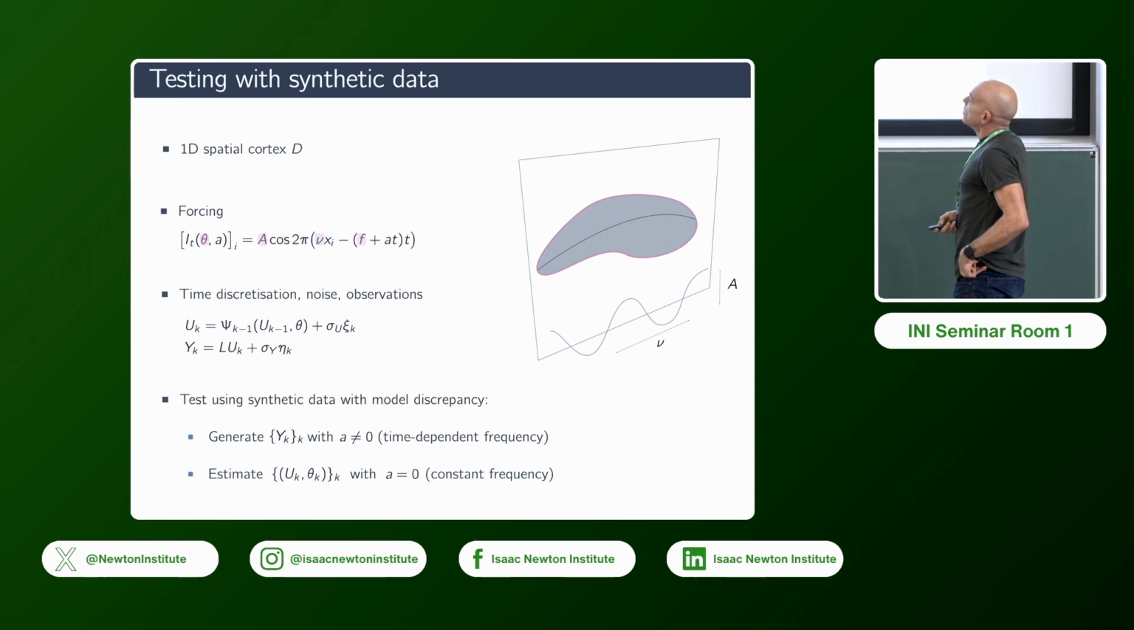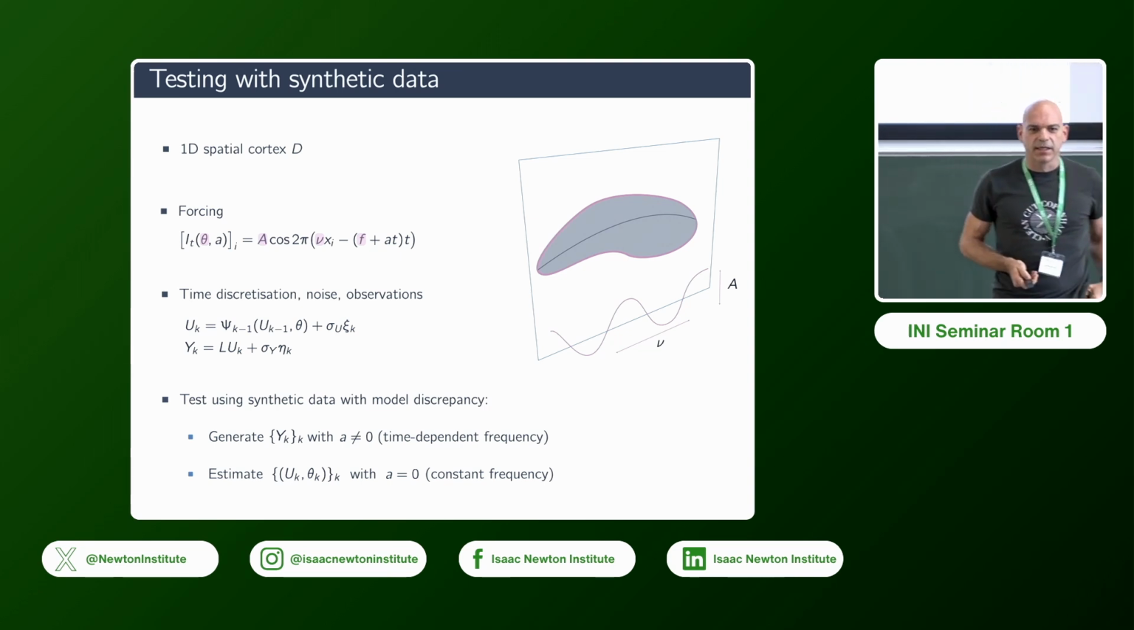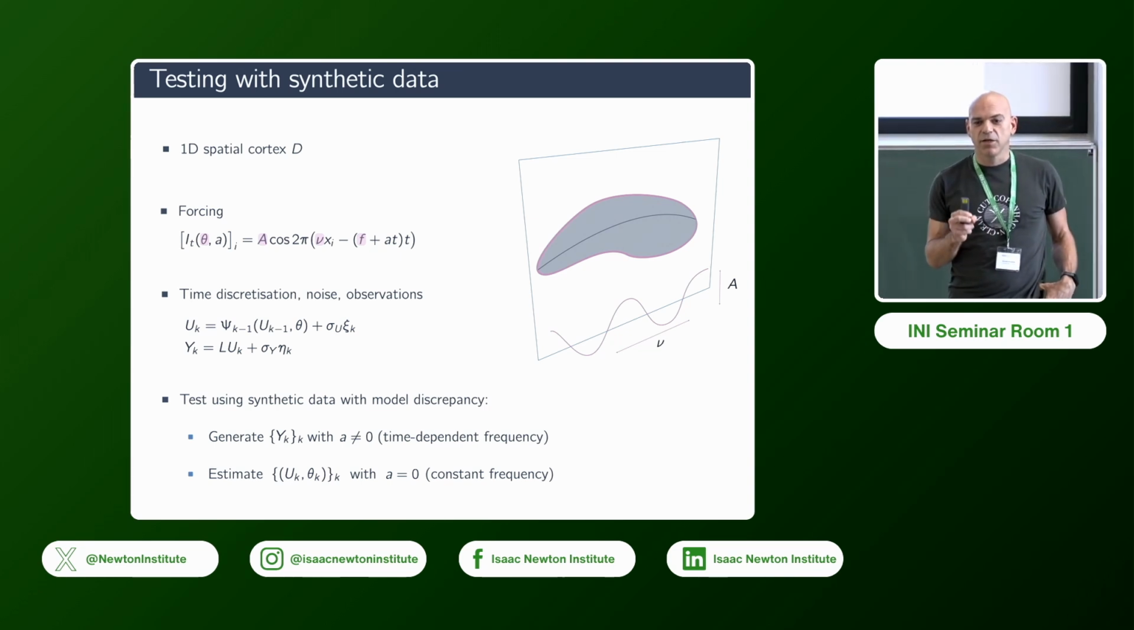Okay. The first thing Khadija did is testing with synthetic data. And when you have synthetic data, you have a ground truth.